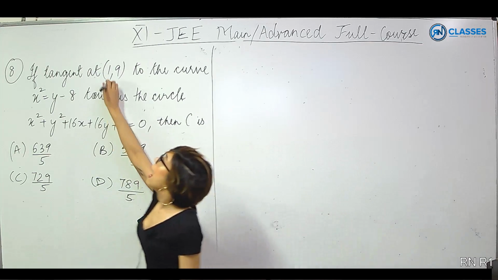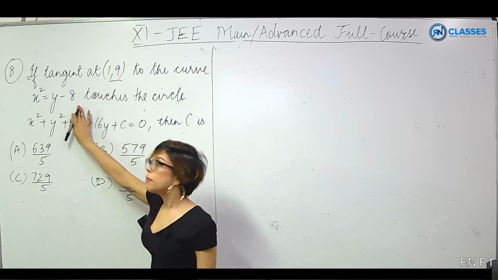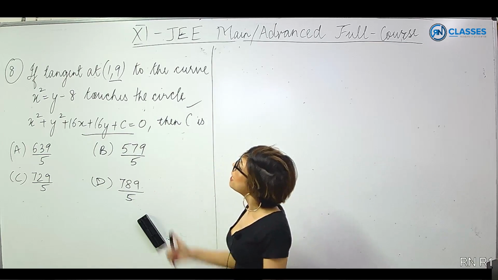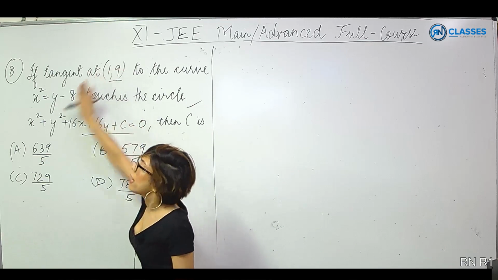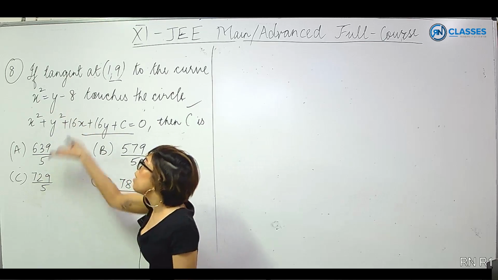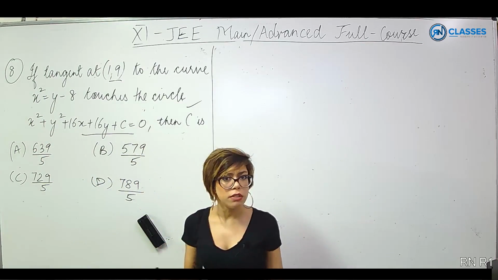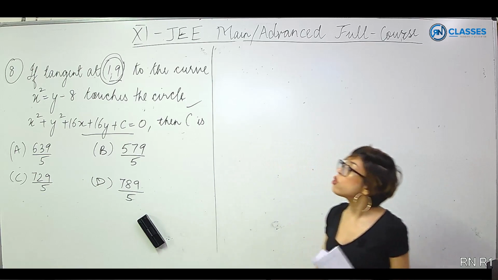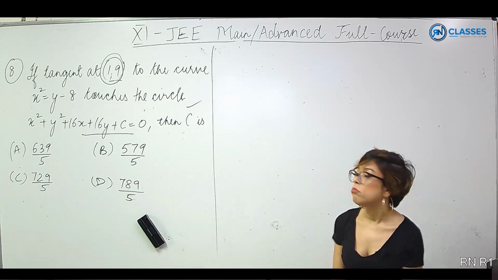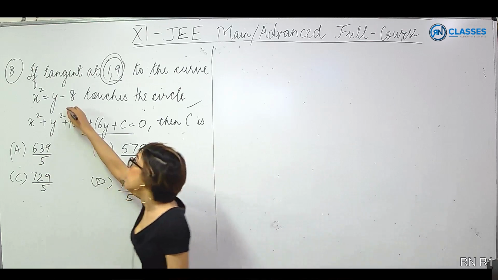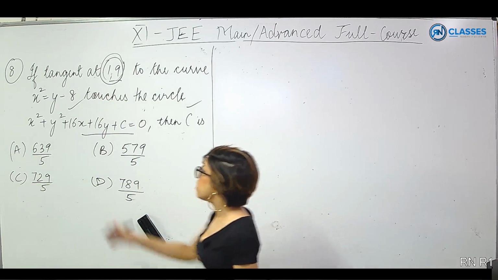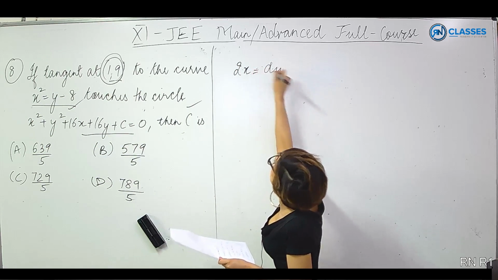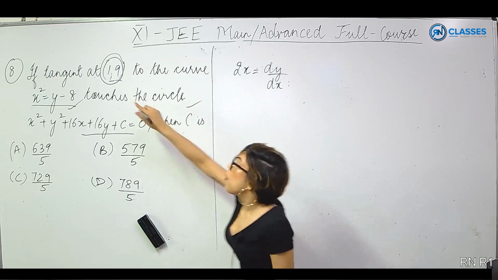Now he says the tangent at (1, 9) to the curve touches the circle this, then write the value of C. Now I can see that this point lies on the curve. If I'm able to write the equation of the tangent itself, then I'll proceed further. The point is given to me. The other thing I need to find to write the equation of the tangent is the slope. The slope of the tangent will be found with the help of the derivative. I can find the derivative of this function: 2x equal to dy by dx. How nice. Alright, now obviously at the point (1, 9).